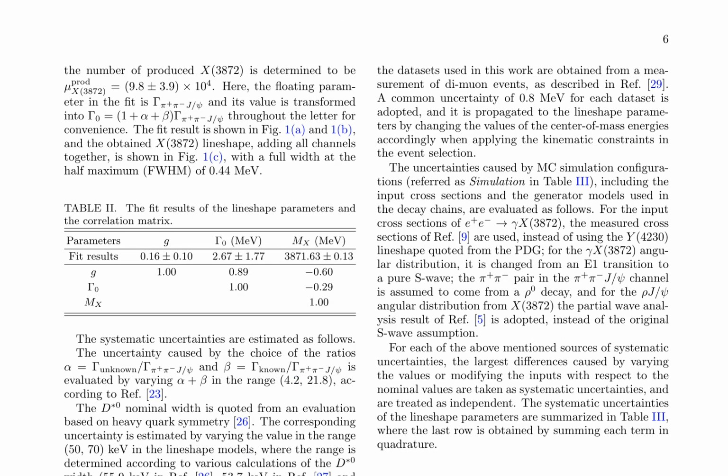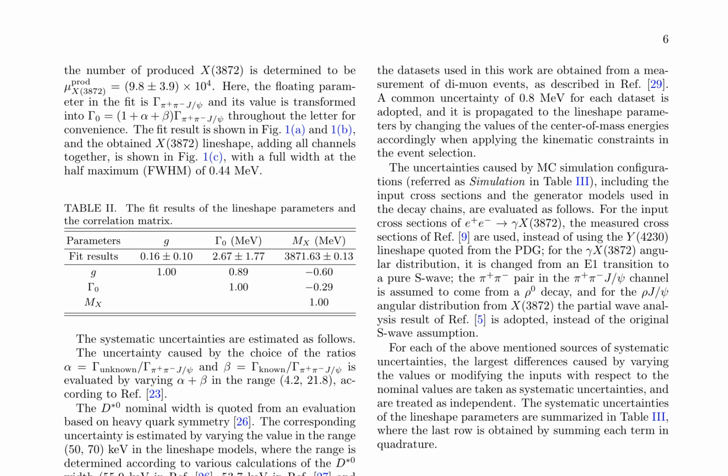The systematic uncertainties of the lineshape parameters in the study on the X(3872) particle are thoroughly examined. This analysis delves into various sources of uncertainty, including the choice of ratios for input cross-sections, the π+π- pair in the π+π-J/ψ channel, and the ρJ/ψ angular distribution from X(3872). These uncertainties are assessed by varying the values or modifying the inputs with respect to the nominal values, and the largest differences are taken as systematic uncertainties.